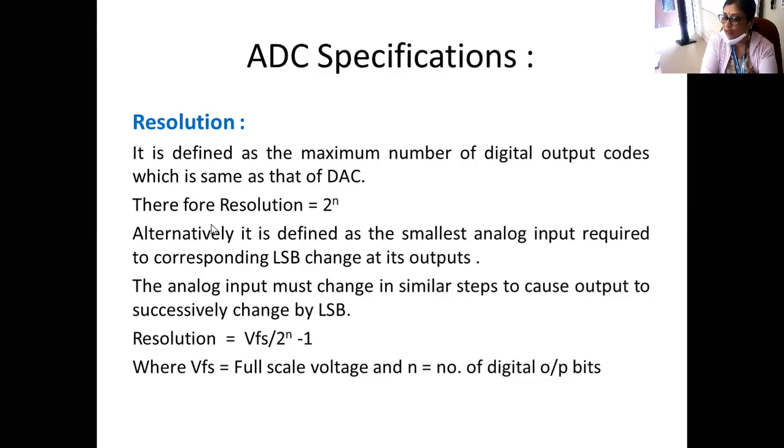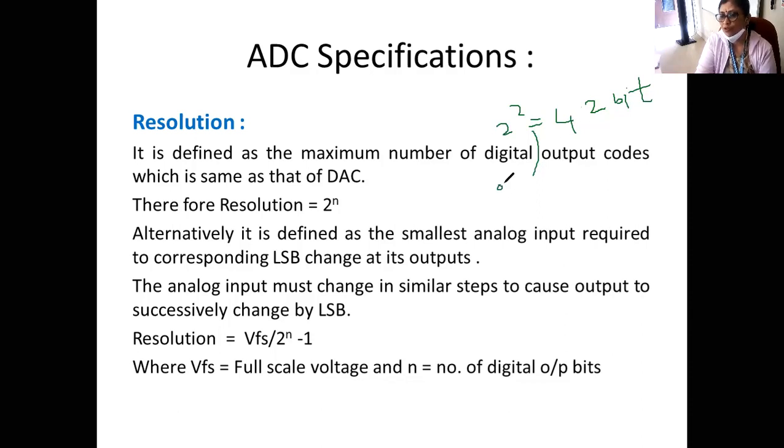Now, if small n is the number of inputs, number of outputs of analog to digital converter, where n is the number of output bits, then the number of codes produced by analog to digital converter will be 2 raised to n. For example, if you consider 2-bit ADC, then 2 to the power of 2 is equal to 4. So 2-bit analog to digital converter is going to produce 4 codes.